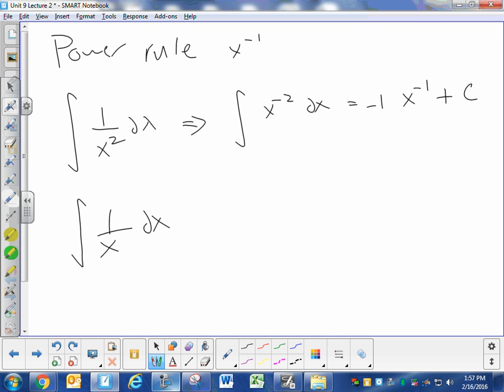Go ahead and try to find the antiderivative of 1 over x using the power rule. See what happens. You turn that into x to the negative first. And then you add 1, you get x to the 0. And then you multiply by the reciprocal. What's the reciprocal of 0? Yeah, undefined. 1 over 0 plus c. Well, if I take the derivative of this, I should get 1 over x, and we know that's not true. Okay? The power rule for antiderivatives does not work for x to the negative first.